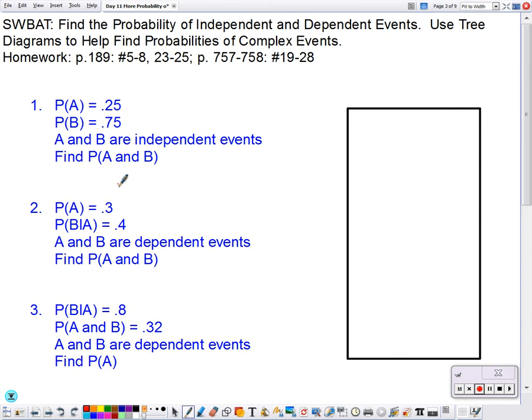Okay, so what we're going to do is look at a couple problems that deal with independent and dependent events, and then I have some classwork for you, and if you finish early, you can start your homework. All right, first off, the probability of some event A is 25%, and the probability of some event B is 75. I know that A and B are independent events. Find A and B.